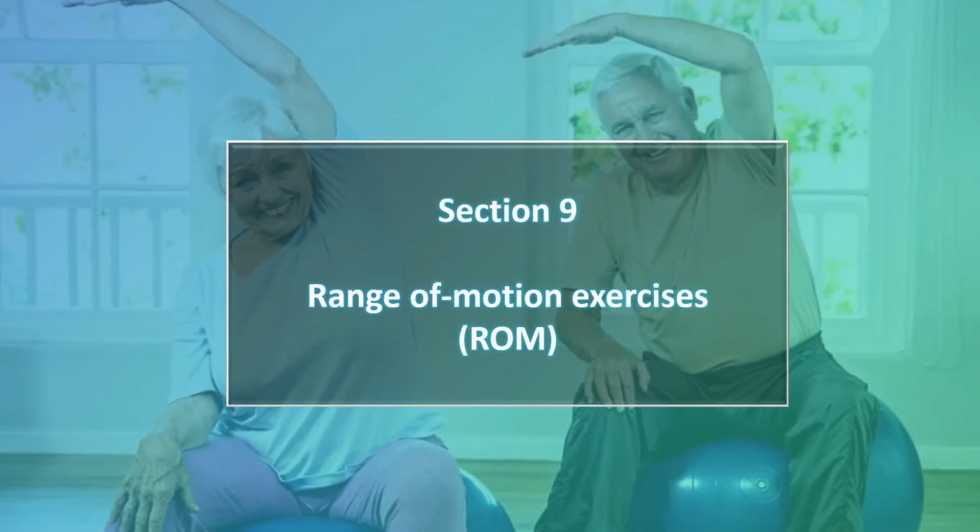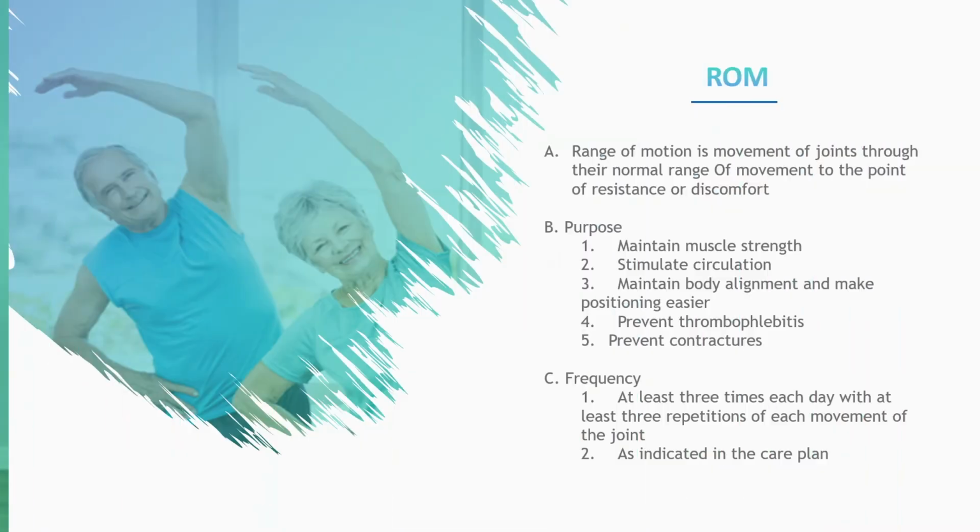Section 9. Range of motion exercises. ROM. Range of motion is movement of joints through their normal range of movement to the point of resistance or discomfort. The purpose is to maintain muscle strength, stimulate circulation, maintain body alignment and make positioning easier, prevent thrombophlebitis, prevent contractures. Frequency, at least 3 times each day with at least 3 repetitions of each movement of the joint, as indicated in the care plan.